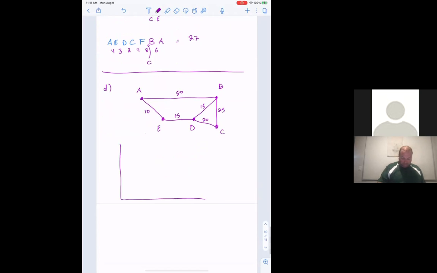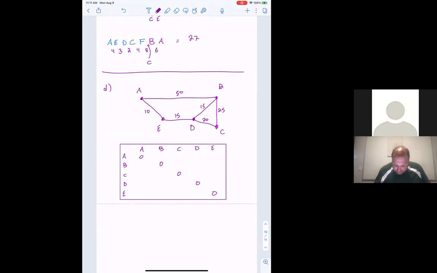So let's make our table of least weights. We have 5 points, A, B, C, D, and E. First putting the zeros along the main diagonal. A to B. Aha, A to B, it looks like 50, but it actually can go down and around. A to B is 40, it looks like.